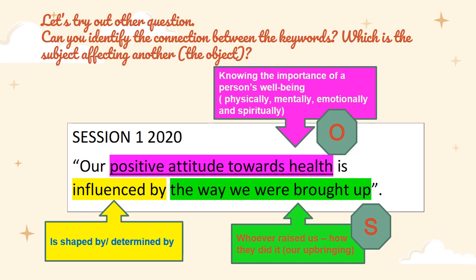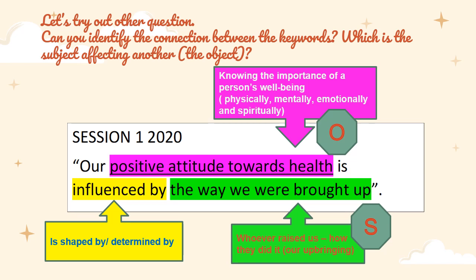Okay, so when we come from a family that cares about health, it actually shapes our positive attitudes towards health. That's what it meant. So the subject matter, the family upbringing, influences the object, the effect, the positive attitude towards health.